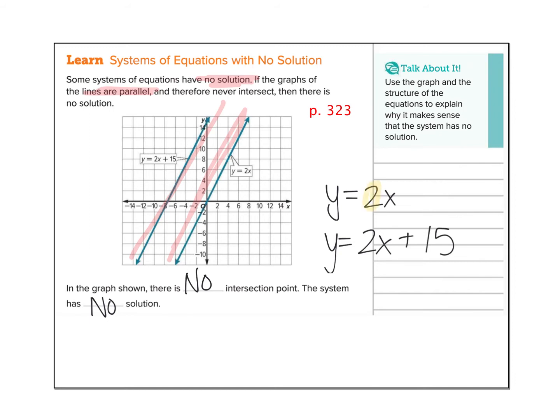You might notice that their slopes are exactly the same. That's why, if you look at the steepness of the lines, they have the same exact steepness. That's why they'll never cross. Their y-intercepts are different. They had different starting points, kind of like those girls with the money. They start at different spots, but their rate of change is the same. So they're never going to cross, and they'll have no solution.